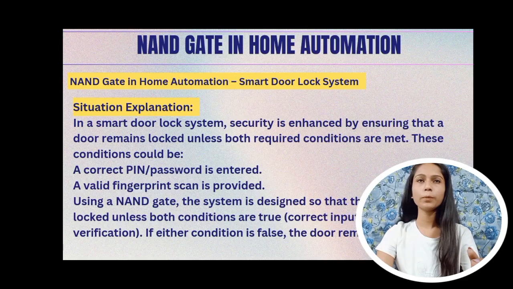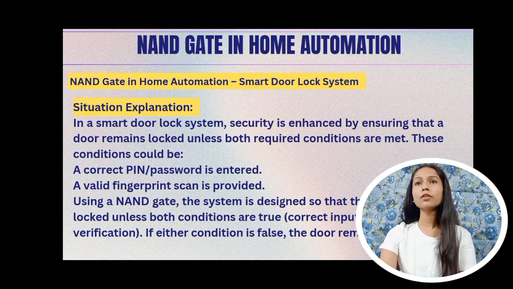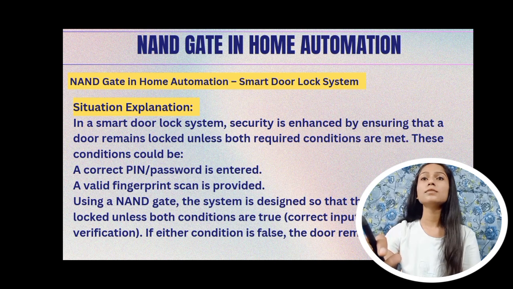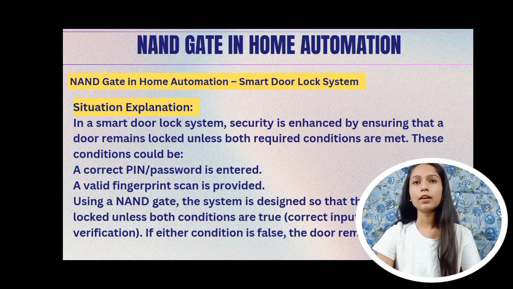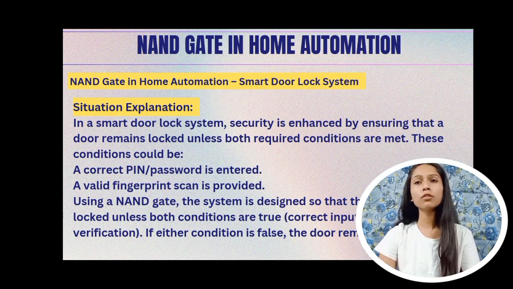NAND gate in home automation. In a smart door locking system, security is enhanced by ensuring that the door remains locked unless both required conditions are met. These conditions could be that a correct PIN or password is entered and a valid fingerprint is scanned. Using a NAND gate, the system is designed so that the door remains locked unless both conditions are true. If either condition fails, the door remains locked.